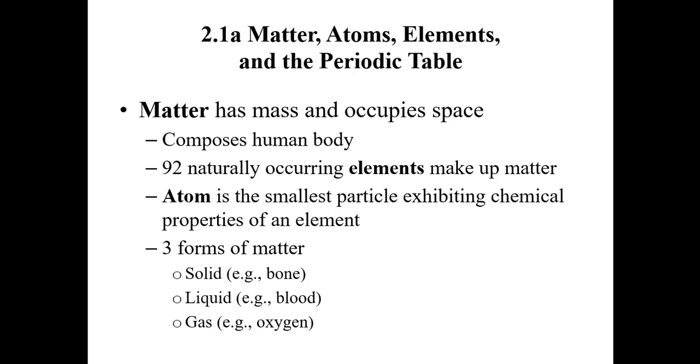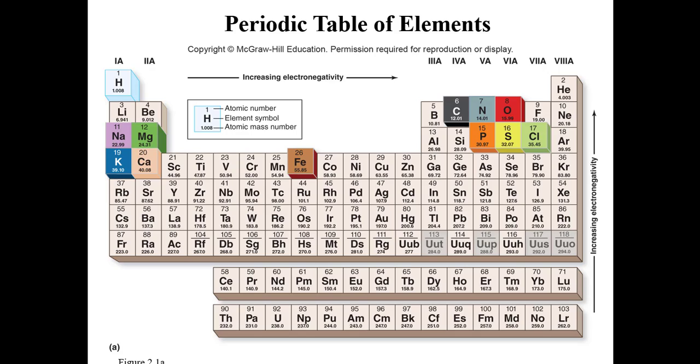The first definition we have is matter. Matter is anything that has mass and occupies space. There are 92 naturally occurring elements on the periodic table. Again, atom is the smallest particle that exhibits chemical properties of an element, and there are three forms of matter: solid, liquid, and gas. Here's the periodic table, and of course 92 of these are the most occurring.